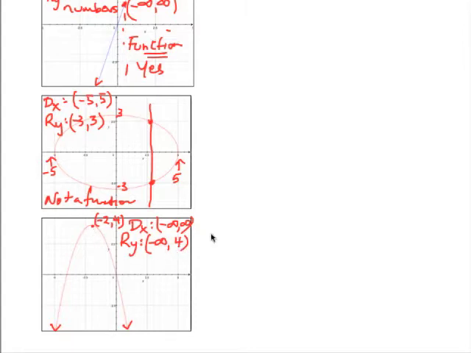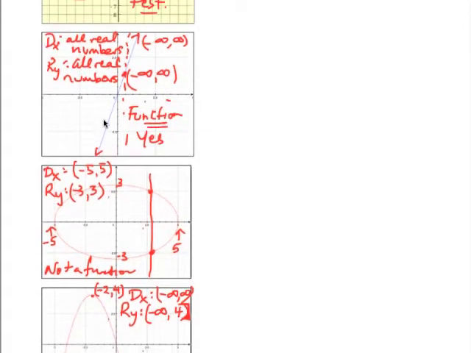Now, does it include 4? Yes, it does. So this would have to be a square parenthesis right there to include 4. Right, so that's how we can pick off the domains for a graph.